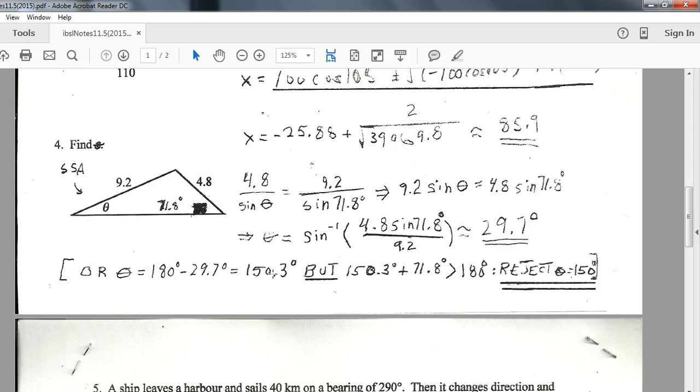But if you just notice the numbers, if that's 150.3, and I already know that's 71.8, already I'm over 180. So the other possible scenario here for side-side-angle wouldn't make sense. Not to mention, remember we have the other rule where because this side is bigger than this side, the angle across from 9.2, which is this one, must be bigger than the angle across from 4.8, which is this one. And so that rule also would tell me that the other option is out.